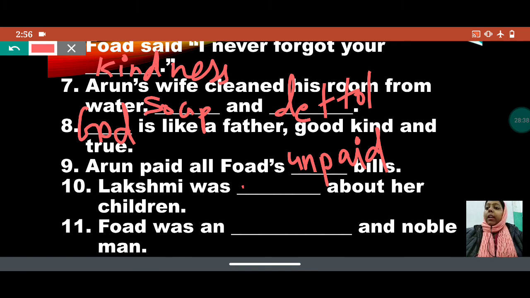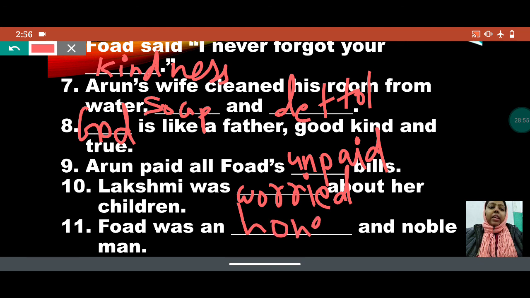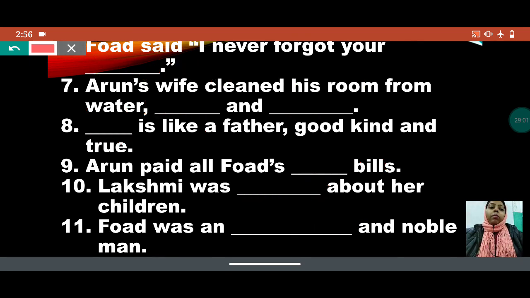Number 10 is, Lakshmi was dash about her children. Lakshmi was worried. W-O-R-R-I-E-D. Worried. When Arun brought a stranger who was having cholera, Lakshmi was a little bit worried about her children. Number 11, Ford was an honest man. H-O-N-E-S-T, honest and noble man. He was honest as well as kind man also.